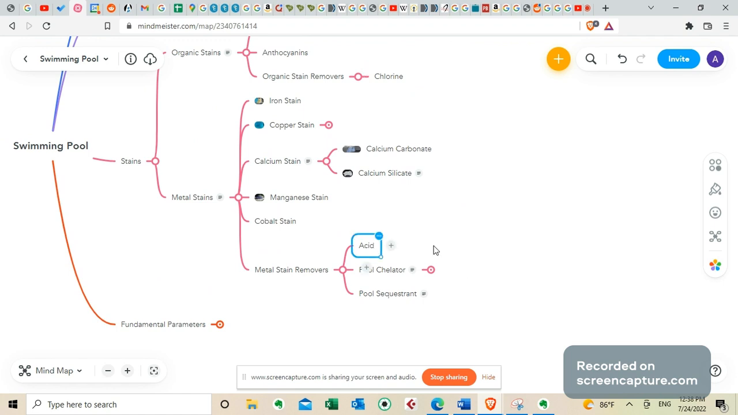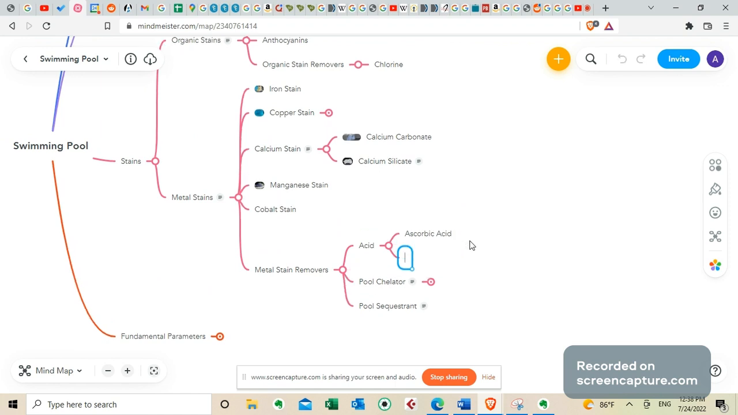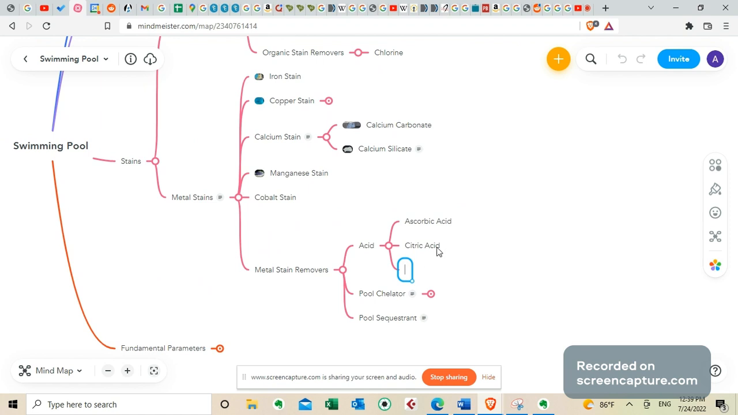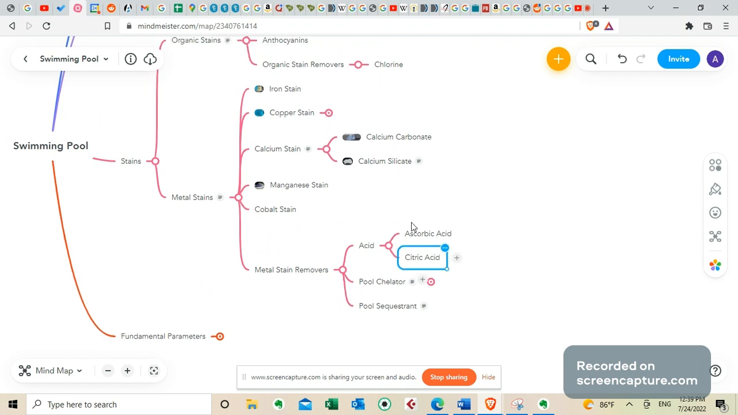Now, there's several different kinds of acids you can add. You can add ascorbic acid, which is one of my absolute favorites. I don't know why it works so well, but it really works. Technically, citric acid is stronger, but I have not had good success with citric acid. I've had very good success with ascorbic acid.